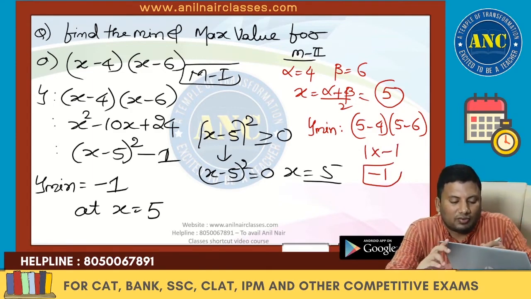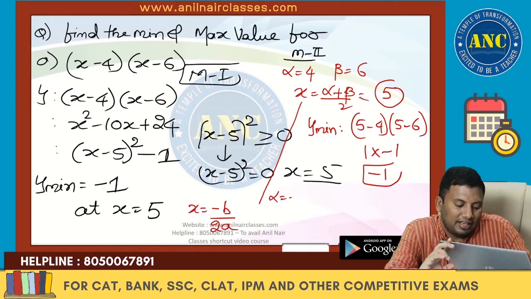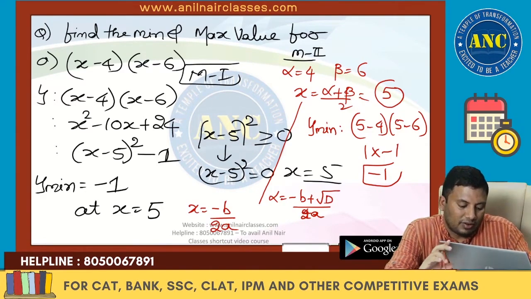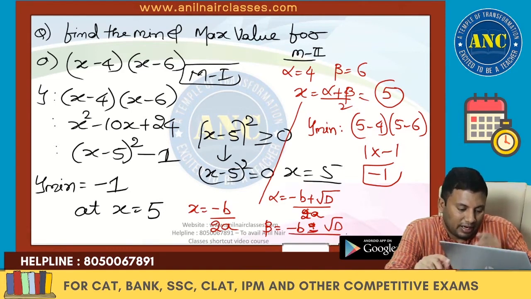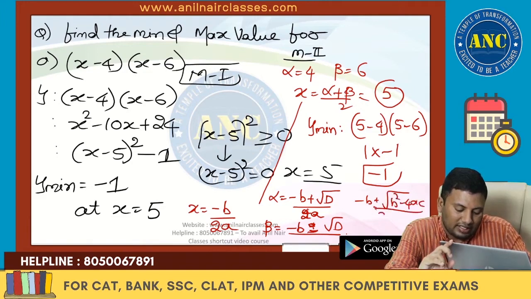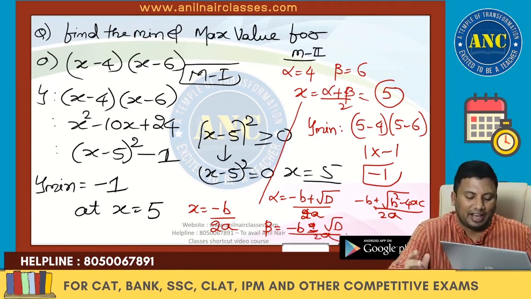Why did we get this? Because why is it (alpha plus beta) by 2? It is minus b by 2a. Alpha is minus b plus root D by 2a, and beta is minus b minus root D by 2a, that is, minus b plus or minus root (b² − 4ac) by 2a. Alpha plus beta is minus b by a, and half of it is minus b by 2a. I hope it is clear.